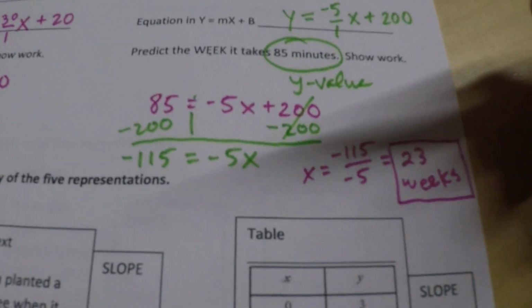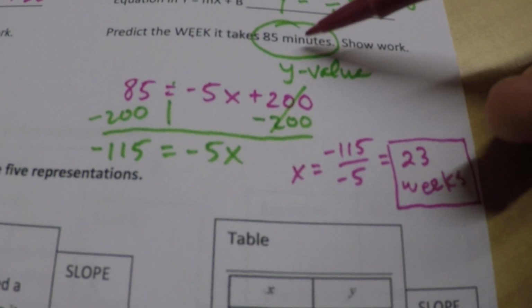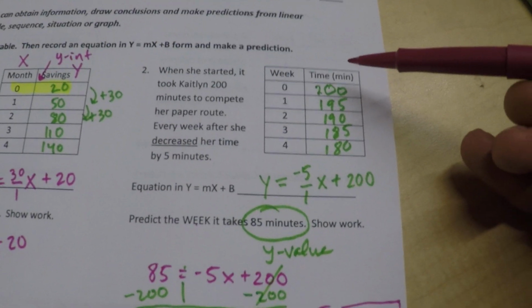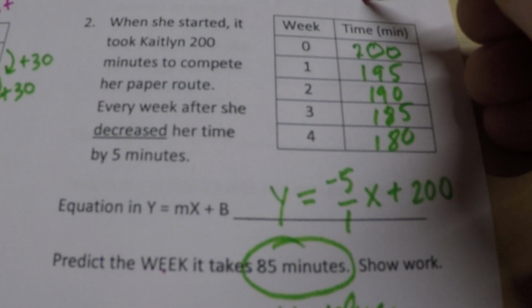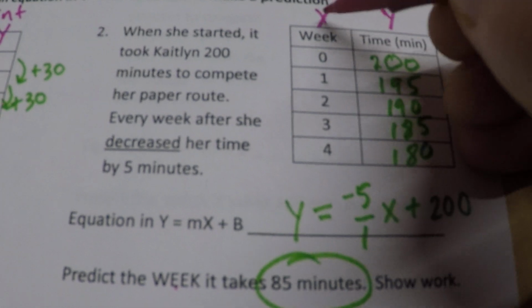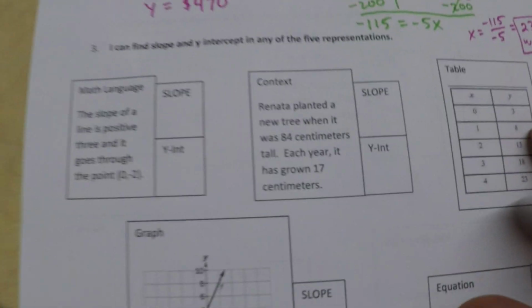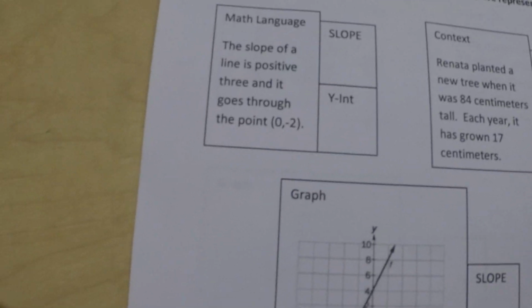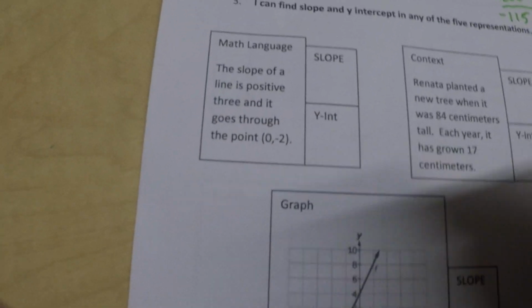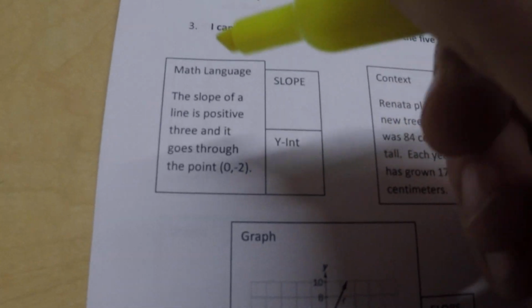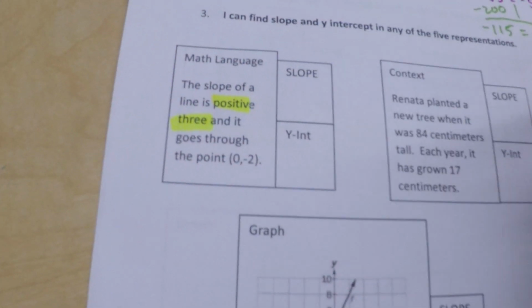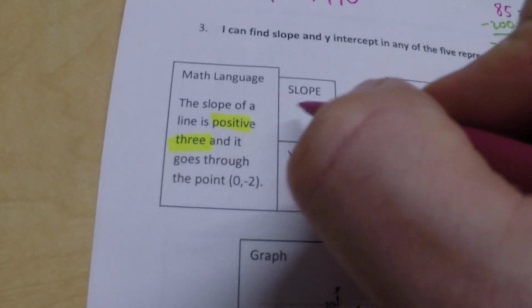So just make sure you're careful with what they give you. They gave us minutes. Minutes is a y value. These are the y's. These are the x's. Okay. All right, down here, we have to do slope and y-intercept. So slope, in math language, they usually tell us the slope. So the slope of a line is positive 3. So then I know that's the slope.